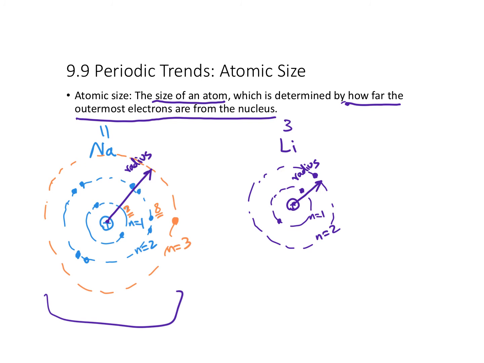So in the periodic table, when you go up to down, because the number of n increases, you have more orbits or shells, so atomic size increases. Okay? So what do you think would be the trend when you go left to right? We have the same number of shells, right?